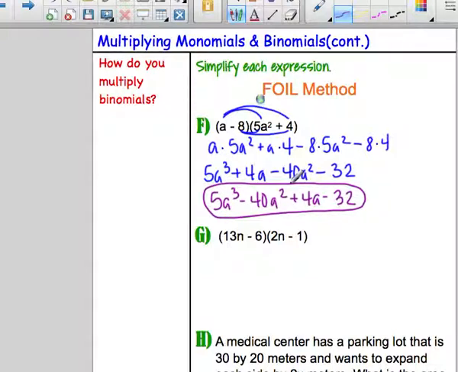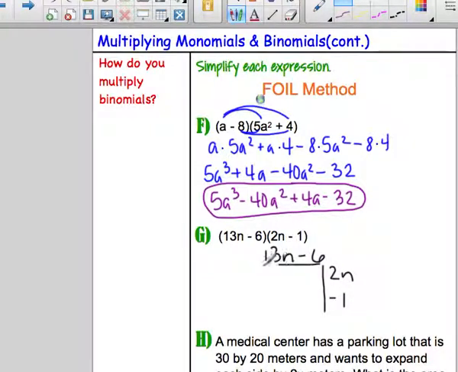Now I want to show you a slightly different method. I call it the box method. It really is the same exact thing. The only difference is I lay it out a little bit differently, which for some of you who are very much a spatial thinker, this is going to be a little bit easier for you. So I have 13n minus 6. I'm going to write that along the top. And I have 2n minus 1. And I'm going to leave that minus with the 1 so I don't forget about it down the side.